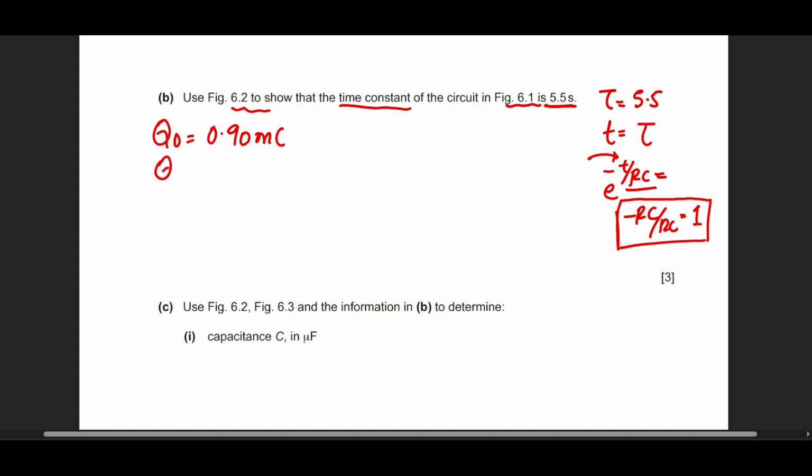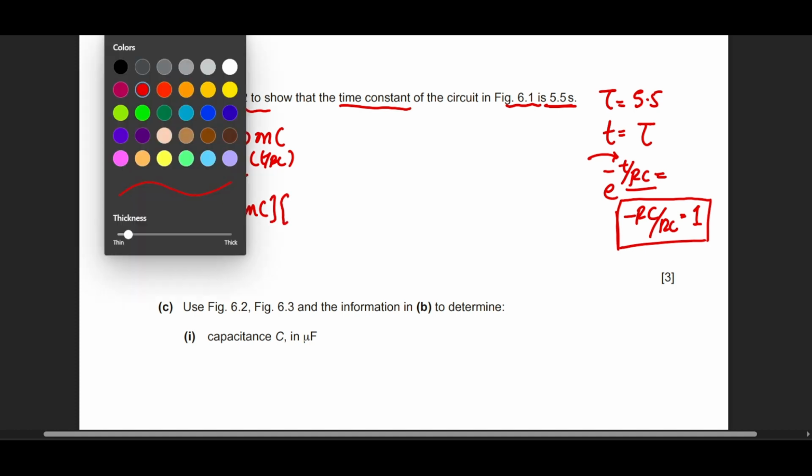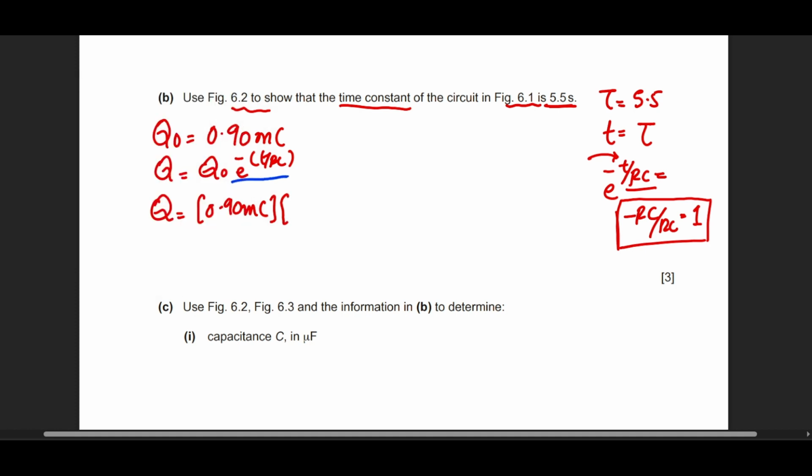So let's put in the value of Q is equal to Q naught e raised to power minus T by RC. Now we know that Q naught is 0.90 millicoulombs, and the value of this factor, e raised to power minus T by RC, since this negative T by RC has been equated to 1. Why did we equate it to 1? Because this is what we're trying to find out. We want to find out after the first time constant. So the numerator that we put as our choice and the denominator are exactly the same, right? So this is going to come out as 1.